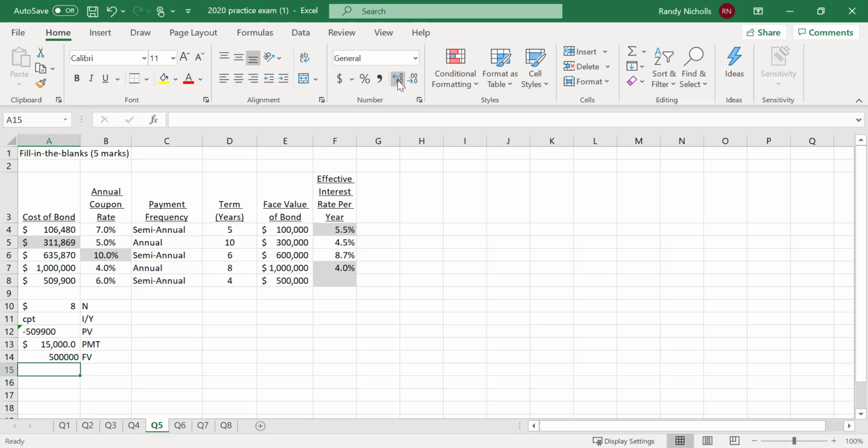Clear my calculator and do some math. 8 N, 509,900 negative PV, 15,000 payment, 500,000 future value. I compute IY. I get 2.72. Again, I need to double it. It's 2.72 for 6 months.